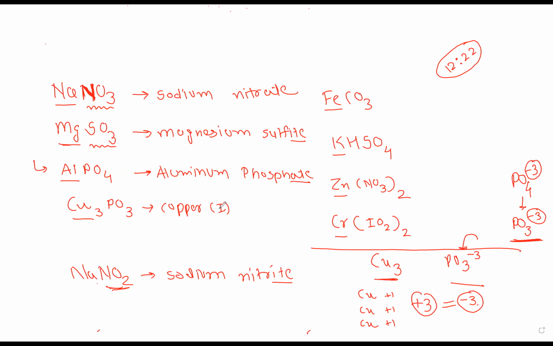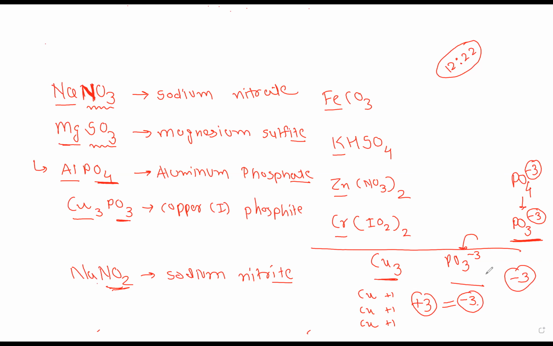And now what should be the name of the PO3? Phosphite, not phosphate. ITE, as we just saw above, right? It was PO4, now it is PO3. One less oxygen, so it should be ITE. Copper 1 phosphite.